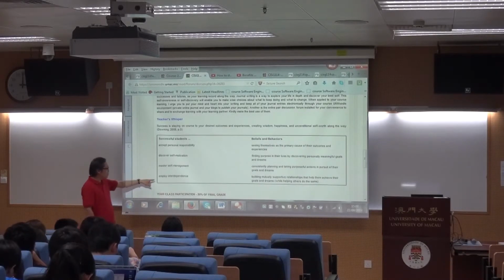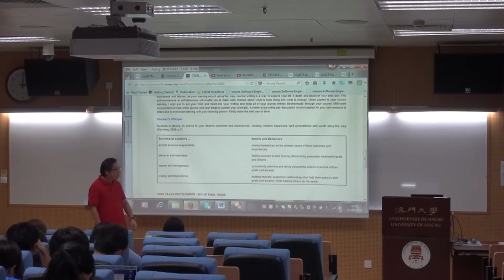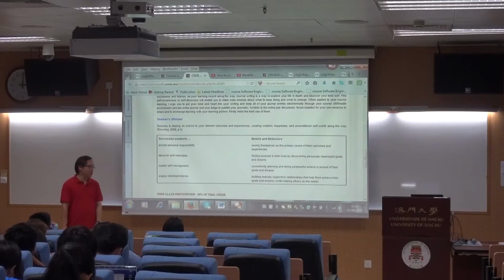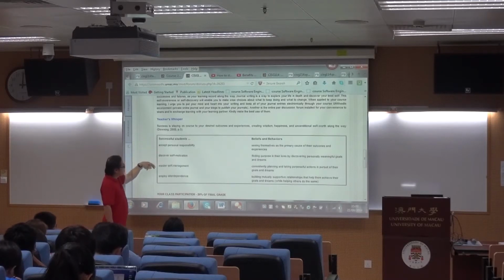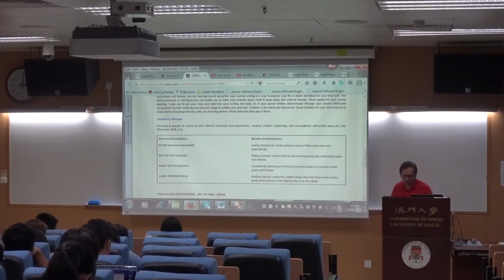And you can also employ interdependence. You don't do it alone. You build mutually supportive relationships that will help you achieve your goals and dreams. In this case, you have a pair, a team with two pairs. Okay? So these four important aspects also form the fiber behind self-regulated learning.